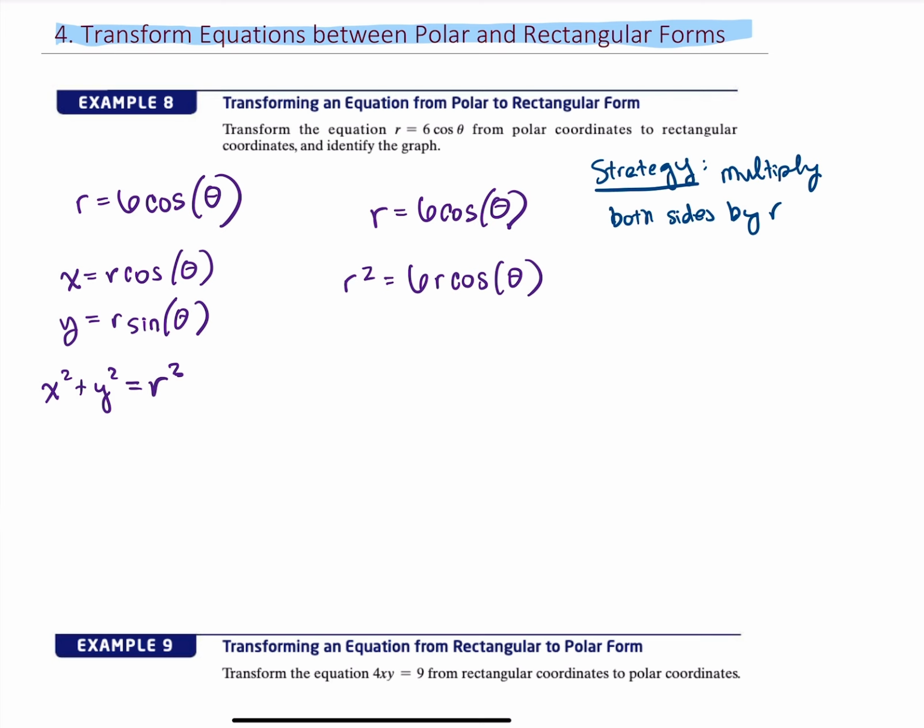Well, r squared we can replace with x squared plus y squared. We still have this 6, and then the r cosine theta we can turn into just x using this definition, that x is r cosine theta. So what graph is this? x squared plus y squared equals 6x.